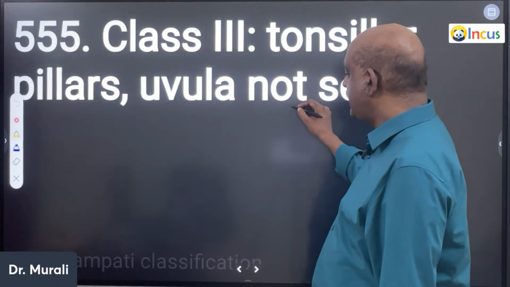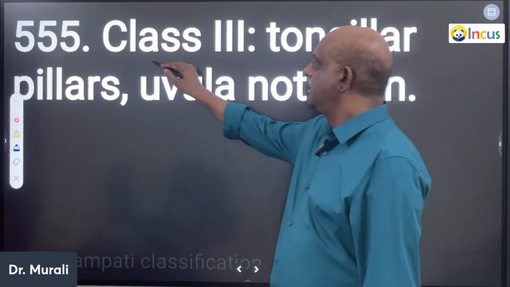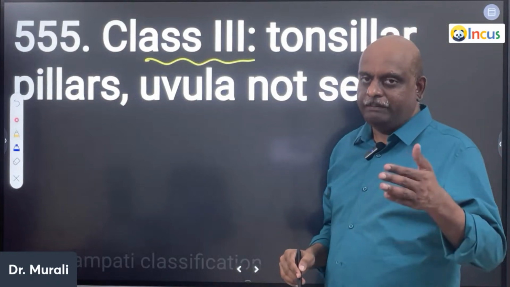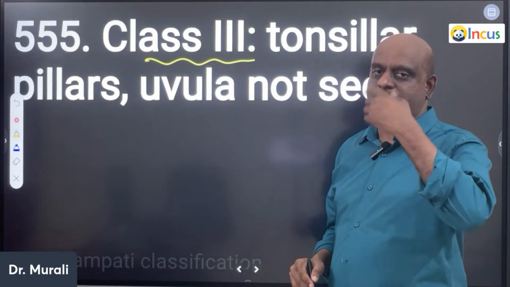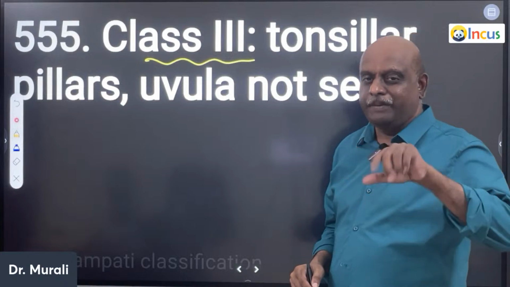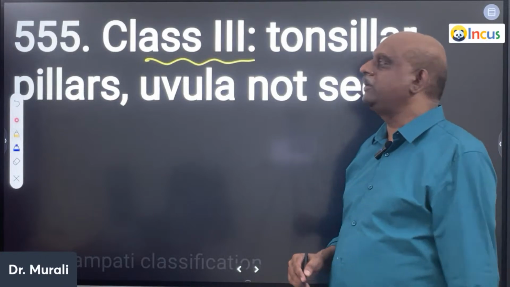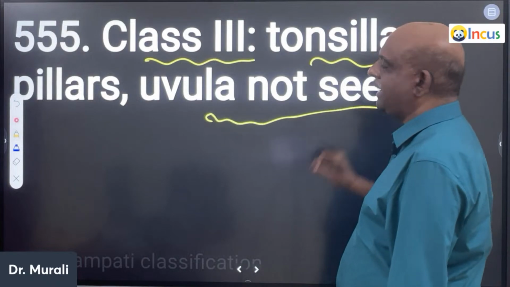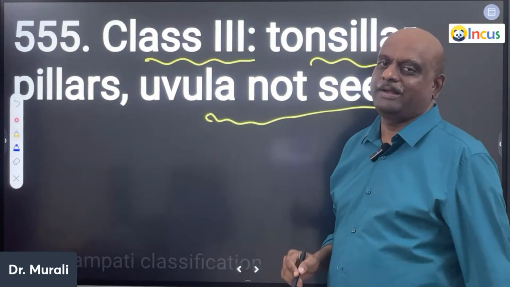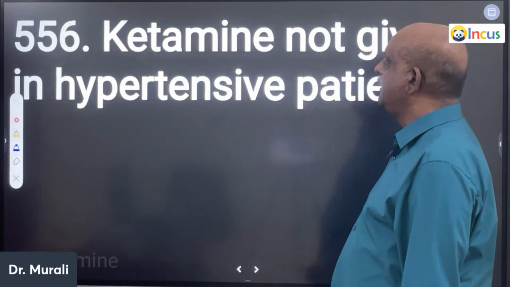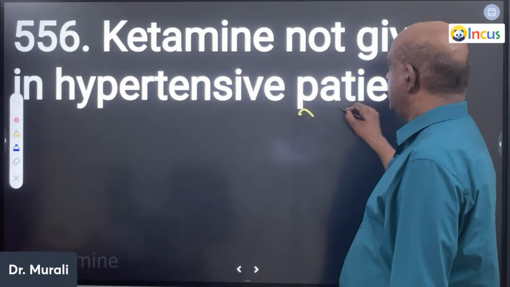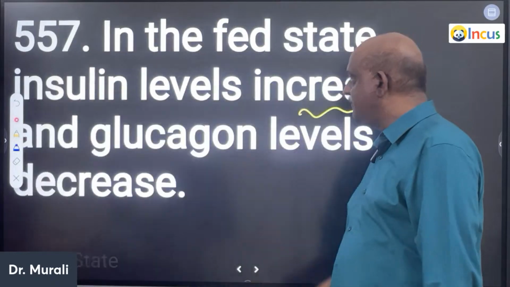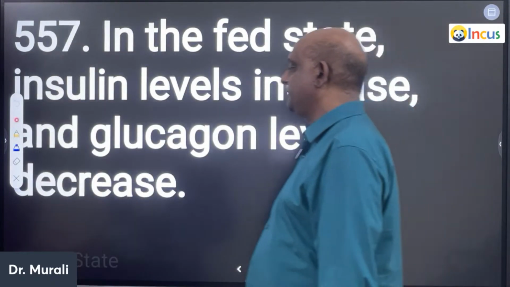Now, in Mallampati classification, when do you call class 3? Yesterday we discussed Mallampati classification is used to assess the airway pre-anesthetically before you are intubating. Tonsillar pillars and uvula are not seen in class 3. Then ketamine can raise the BP, hence it is not used in the case of the hypertensive individual.